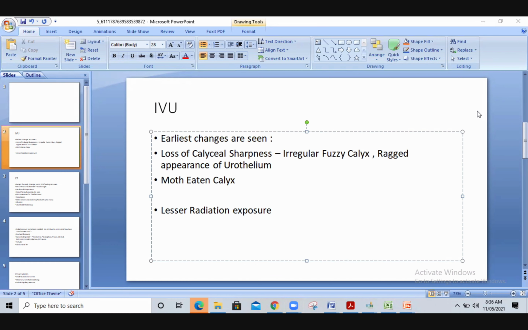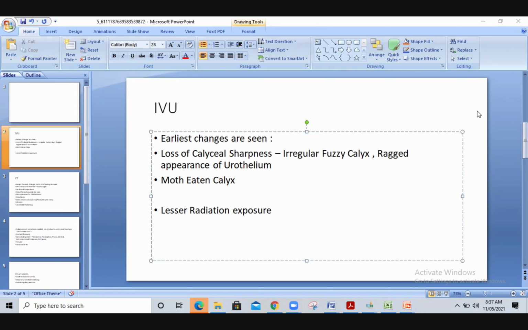We are talking of good quality stuff. That is the standard. A good quality IVU will show these changes, which means the kidney must be functioning well for your calyceal pattern to be seen correctly. In the same way, the kidney must be functioning well for the CT to show this, but it doesn't show these changes so sharply. So it's very important.